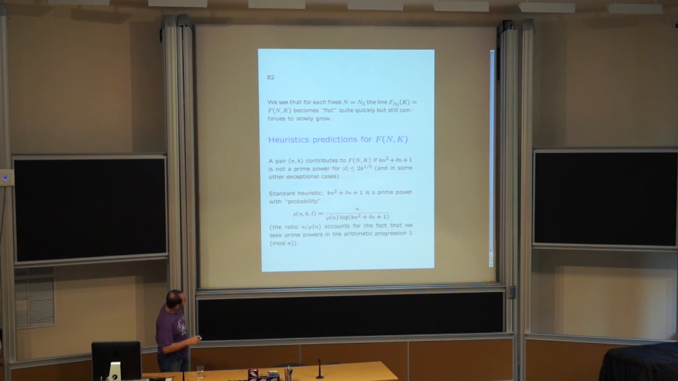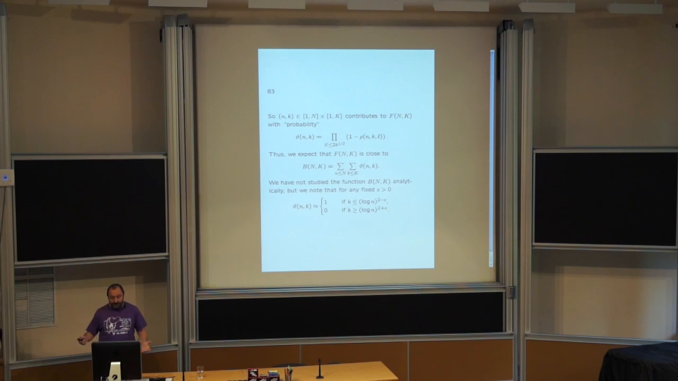And also we should remember that we seek prime powers in an arithmetic progression 1 mod n. Right? This number, minus 1, is divisible by n. So there is some embedded arithmetic structure. So instead of writing 1 over log of this guy, we need some correction. And this correction works in our favor, because it's not divisible by n. It's already good to know. It increases the chances to be prime. And the correction factor is exactly n over phi of n, which pushes it a bit up.